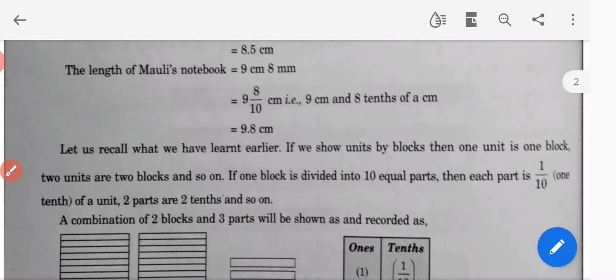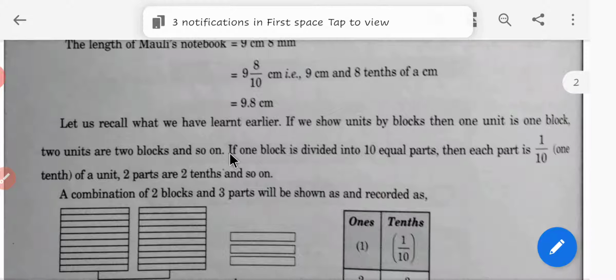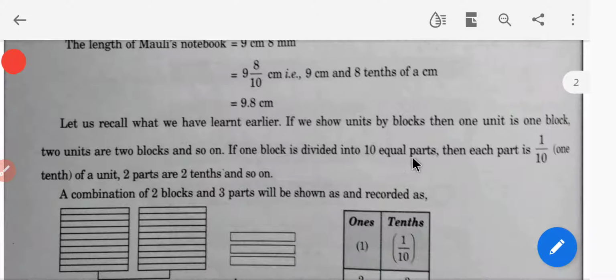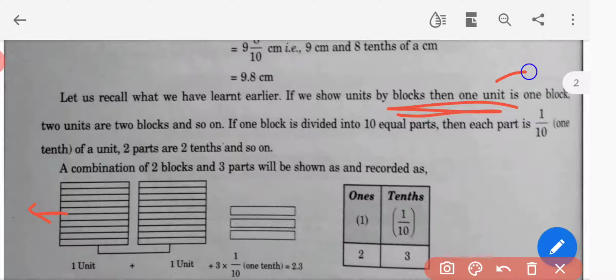Then see, let us recall what we have learned here, that we have shown units by blocks. One unit is one block and two units are two blocks, and so on. And if one block is divided into 10 equal parts, then each part is 1/10 of a unit, or two parts are 2/10, and so on. So here you can see that this one is one block and it is shown by 1 unit. It means one block is equal to 1 unit. So this is 1 unit and it is also 1. So 1 plus 1 means 2 units.